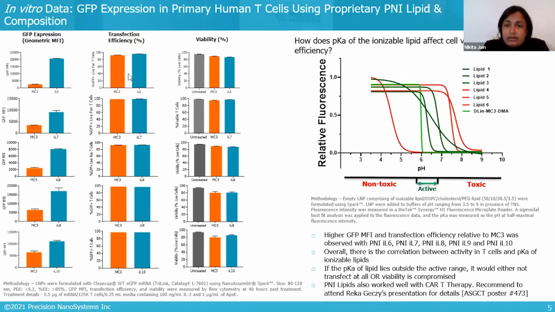The take-home lesson from here is that we have found that the pKa of the ionizable lipid has to be in that sweet spot, as highlighted in this graph. If it's in that particular range, then we see promising potency in the lipids for delivery of RNA for cell therapy. But if the pKa is very high, then we see significant cell deaths. And if the pKa is too low, then there are no cell deaths, but there is no transfection either.